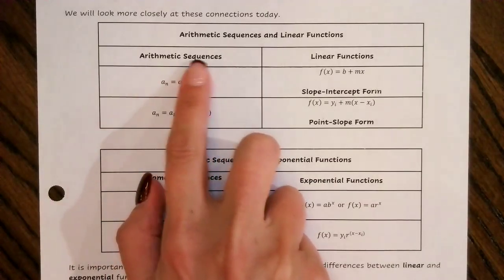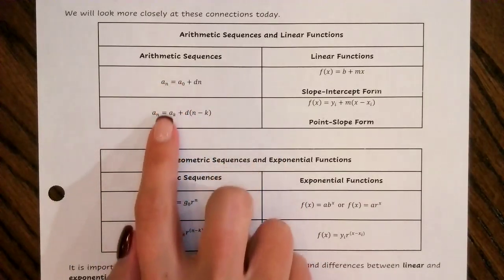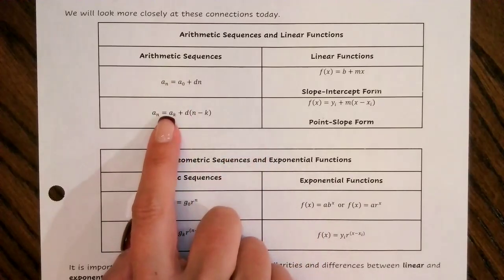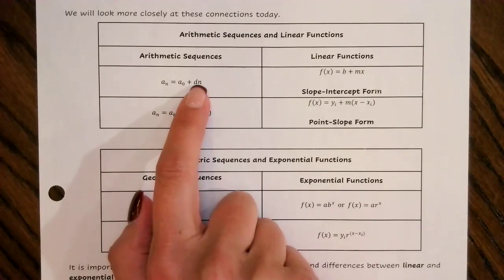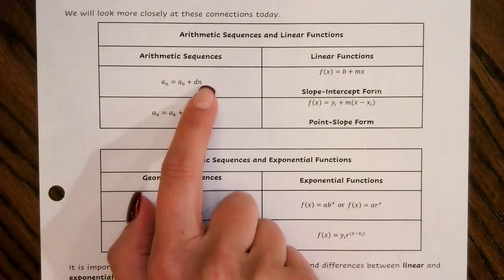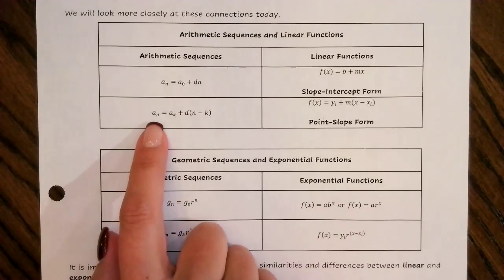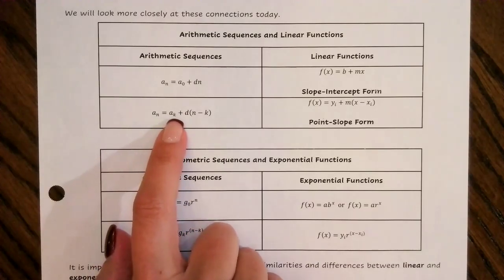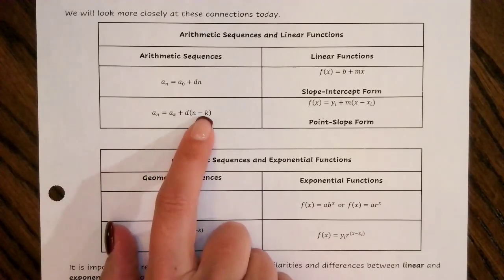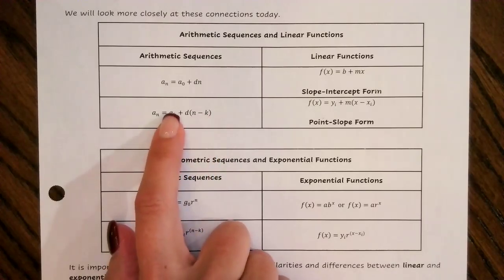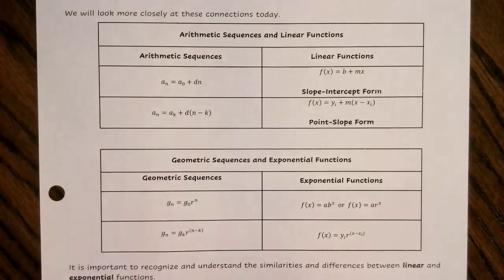So when we're talking about arithmetic sequences, these are the two formulas that we're going to use. a sub 0 plus our common difference, remember that's what d is, the common difference, and our term number. Or you can do a sub n equals a sub k, that's any term, plus the common difference multiplied times the term number minus the term number for k there.